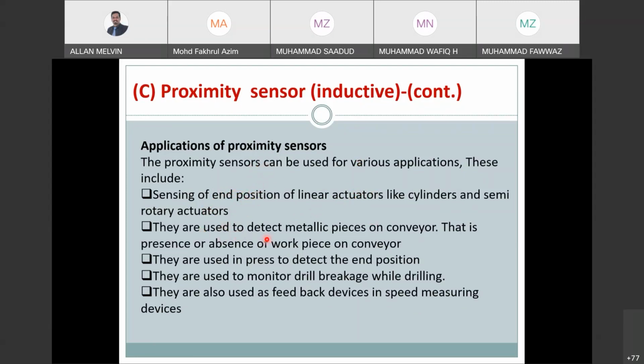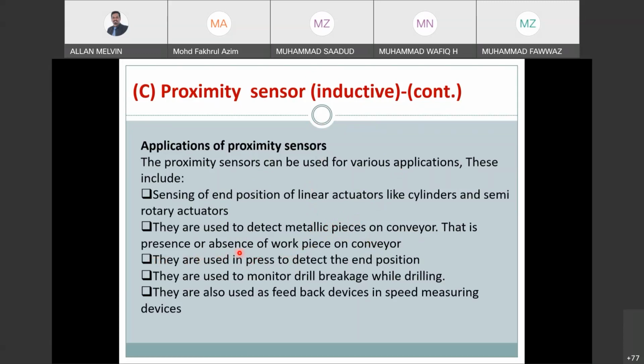So they are used to detect metallic piece on conveyor. That is presence or absence of workpiece on conveyor. Macam saya bagi tahu tadi. So if in conveyor you have something coming, inductive is more on the metallic piece. So it can detect. It can stop the conveyor lah, for you to work on the workpiece.